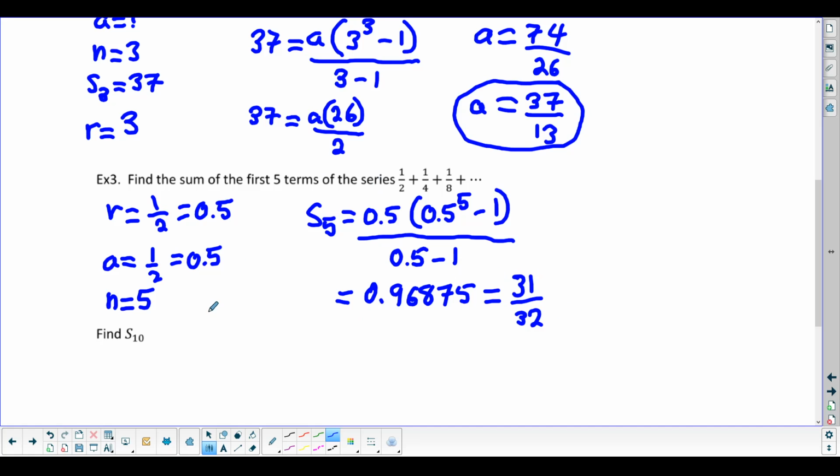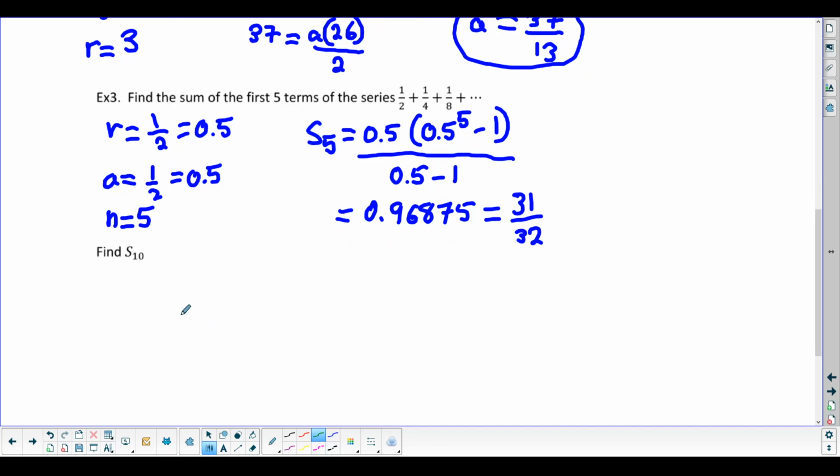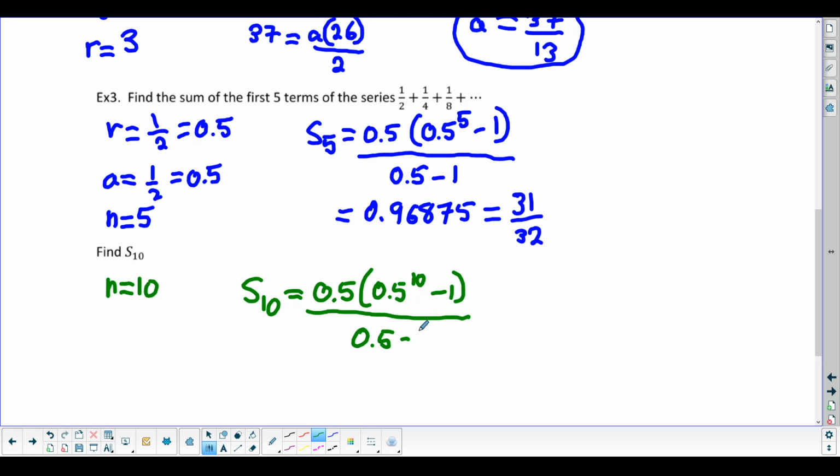Okay. So it also wants us to find S10. Find this in a different color. So same thing. The only difference here is n is 10. So S10 is 0.5 times 0.5 to the power of 10 minus 1, over 0.5 minus 1. All right. So I'll punch in our calculators again. I'm not going to talk through it like I did last time. I think this is a good exercise for you to try to make sure you know how to do it on your own.